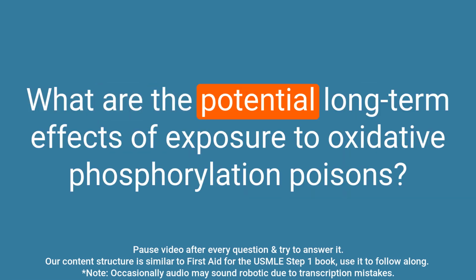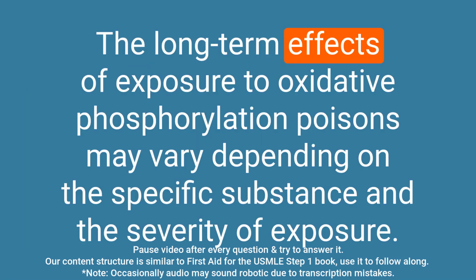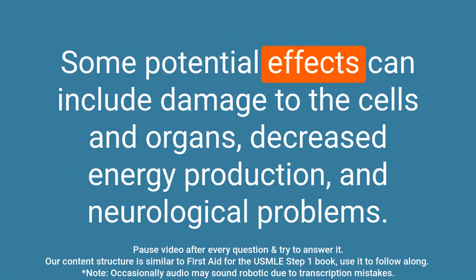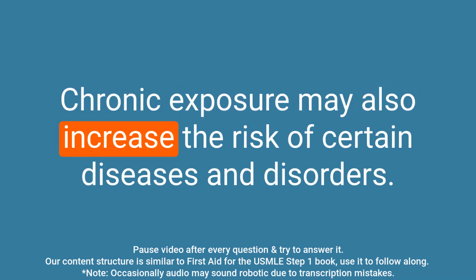Question: What are the potential long-term effects of exposure to oxidative phosphorylation poisons? Answer: The long-term effects of exposure to oxidative phosphorylation poisons may vary depending on the specific substance and the severity of exposure. Some potential effects can include damage to the cells and organs, decreased energy production, and neurological problems. Chronic exposure may also increase the risk of certain diseases and disorders.